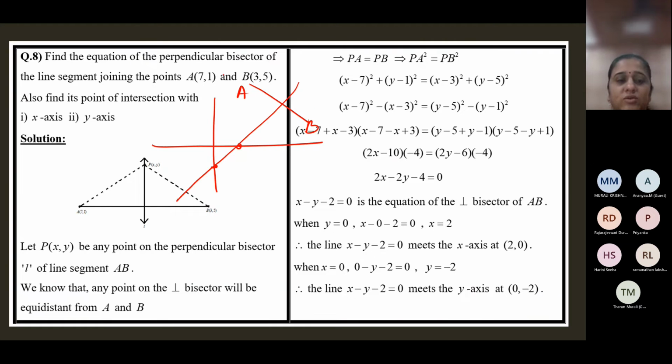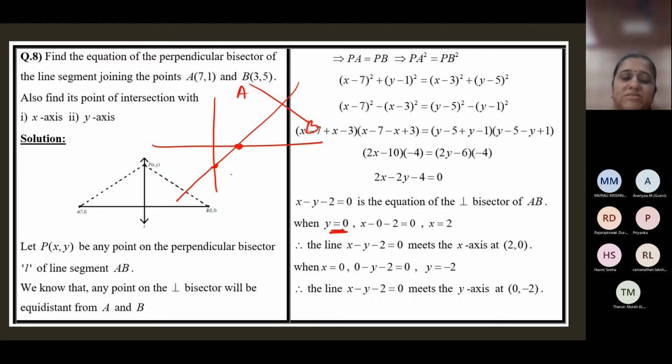You can make the Cartesian plane, a rough one, plot the points roughly and take its perpendicular bisector. You can see that it will cut the x-axis and y-axis. So these points we have to find. How do you find this point? Well, we know that on the x-axis, the y coordinate is 0. So when y is 0, and you know that every point on the perpendicular bisector will satisfy the equation.